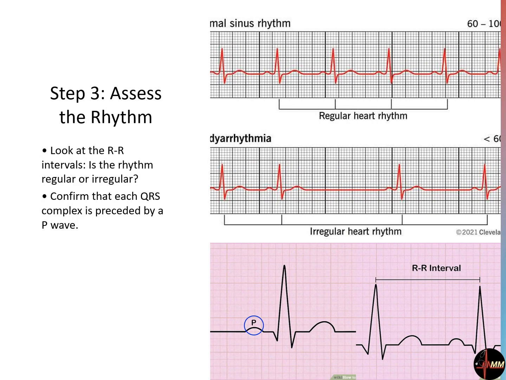Now let's assess the rhythm. Look at the RR intervals. Are they regular or irregular? Also confirm that each QRS complex is preceded by a P wave. This helps us understand the overall rhythm of the heart, whether it's steady or erratic.